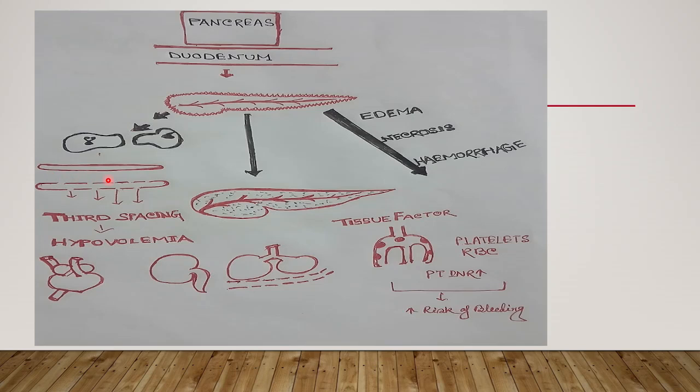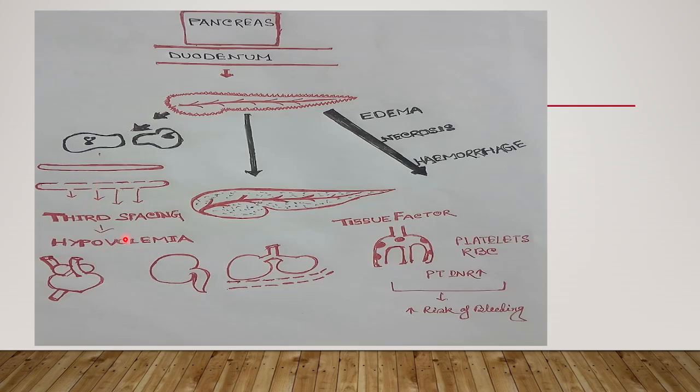Vascular permeability increases. This is the normal blood vessel and this is the increased vascular permeability. When the vascular permeability is increased, fluid shifts from the intravascular space to the interstitial space. This is called third spacing. When fluid comes out from the blood vessels, what happens? Blood volume decreases in the blood vessels, so hypovolemia. Low volume in the circulatory system.